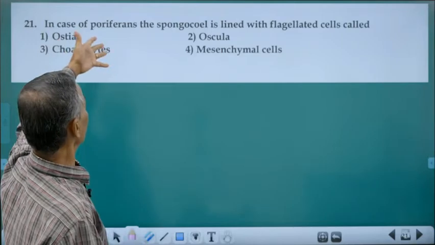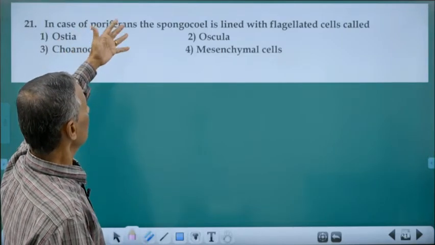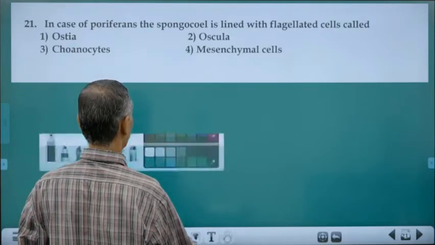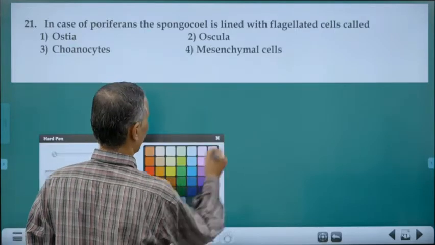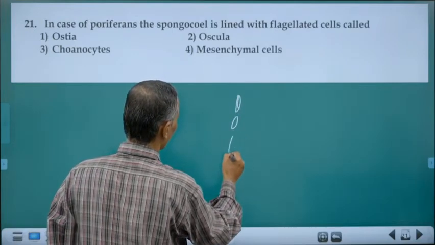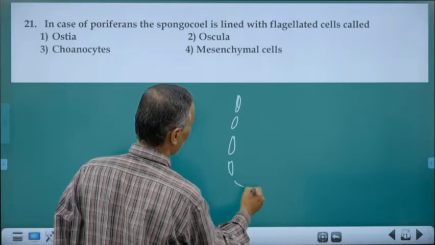In case of poriferans, sponges, the spongocele. What is spongocele? The inner cavity. You are having the inner cavity. You are having 2 layers of cells in a sponge body.